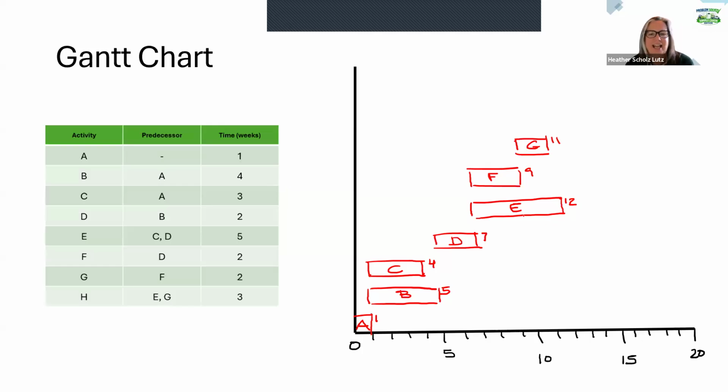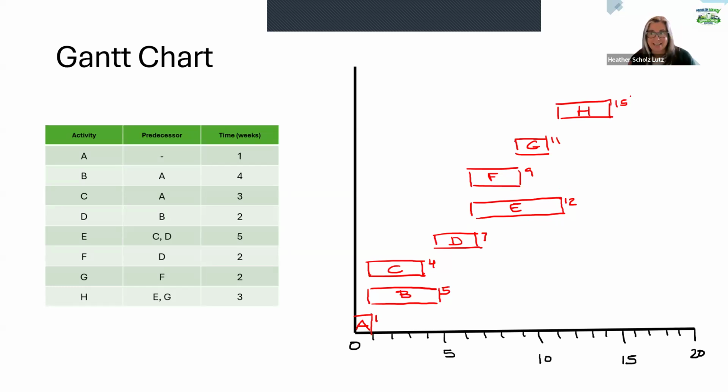And then H is going to have E and G. So E's done at 12, G is done at 11. So it's going to start at 12, go 3 weeks. So that was H, and it'll be done at time 15.